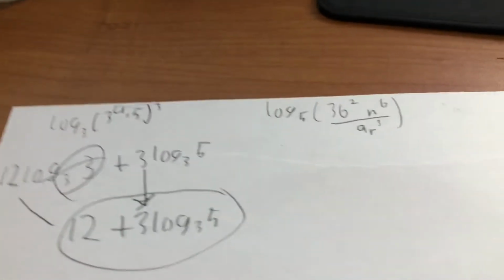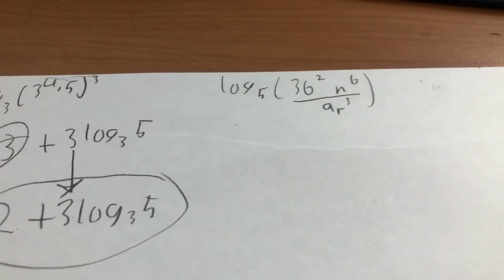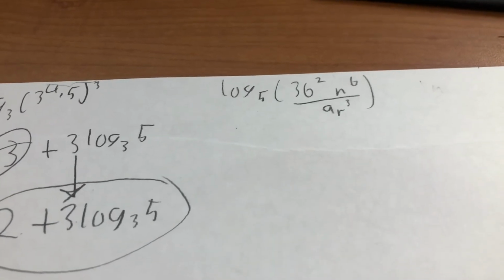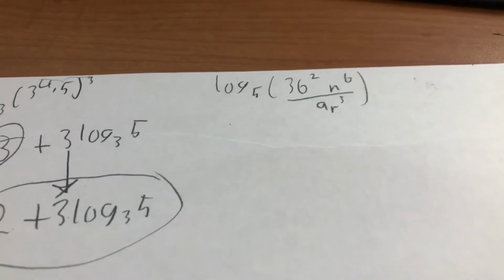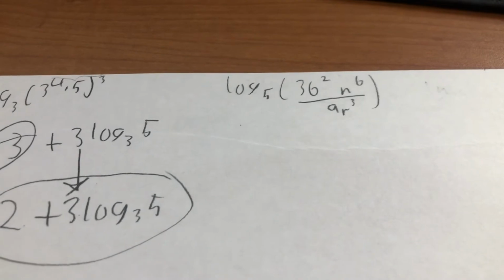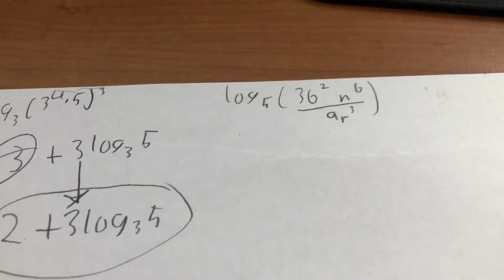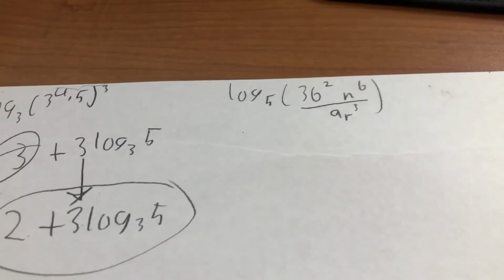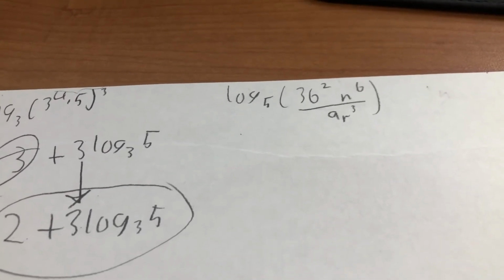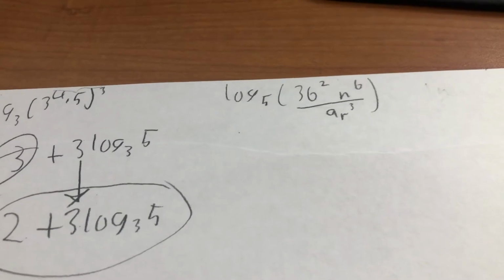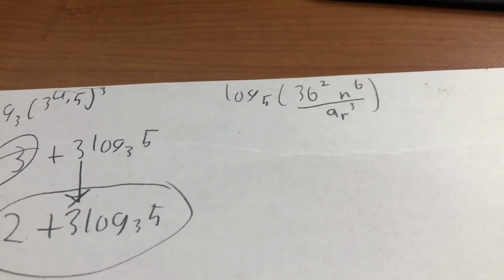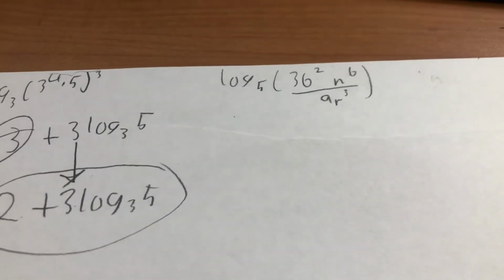Going on to number 2. We can see here we have log with the base of 5, and then in parentheses is actually a fraction, and it is 36 with the exponent of 2, and then n, because we want to have the numbers before the letters, so it's n to the x, and we have an exponent of 6, and then on the bottom there we have 9r with the exponent of 3.